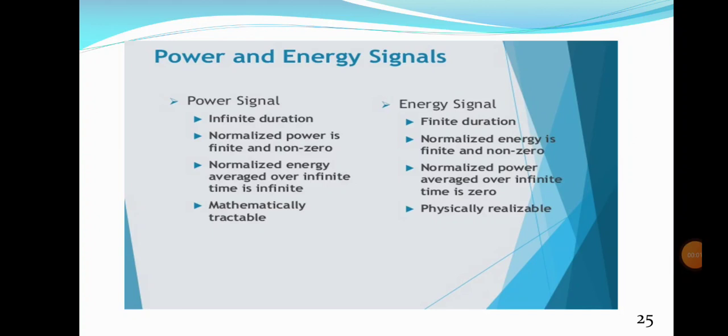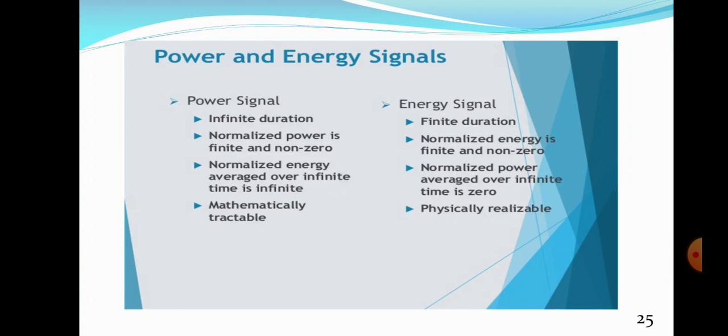So next class, energy signal and power signal. Classifications are based on different criteria: periodic and aperiodic signal, continuous time and discrete time signal, causal and non-causal signal, even and odd signal, deterministic and random signal, etc. In that category we are studying one more classification: power and energy signal. What is the difference between power and energy signal?